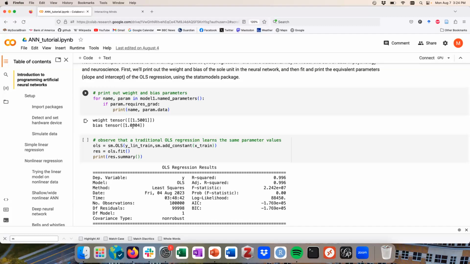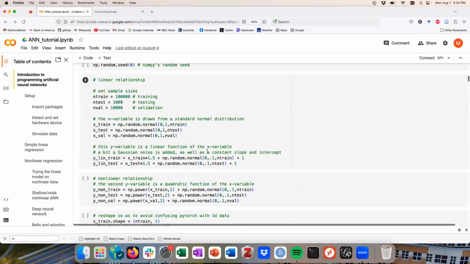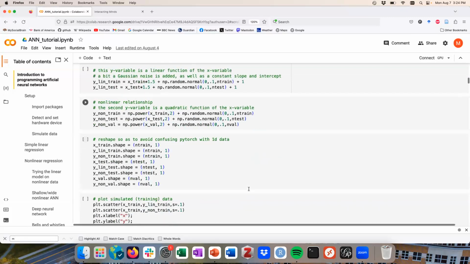We added a value of 0.1 up here when we were simulating this linear relationship. We added a value of 1 and we multiplied by 1.5, right? So these are the exact slope and intercept parameters that we should have recovered given the structure that we built into the data.